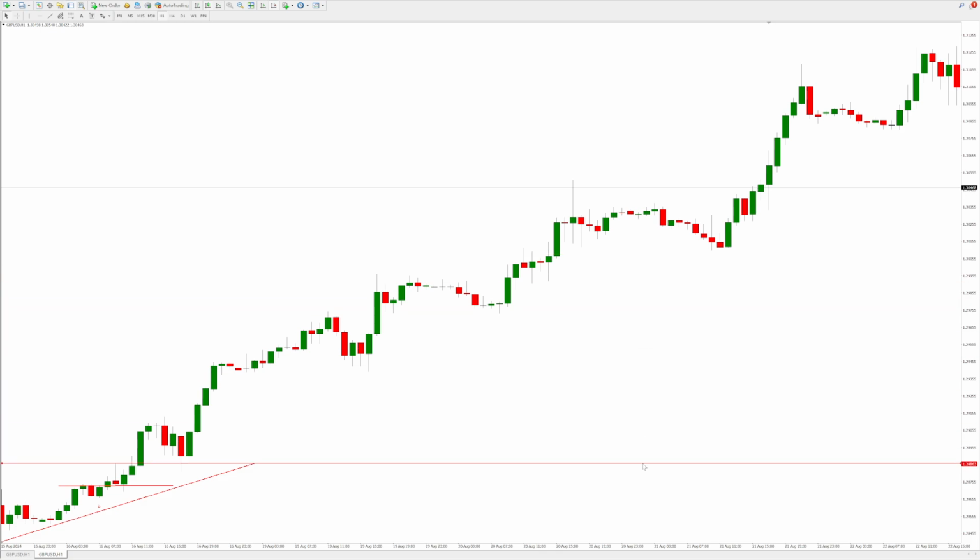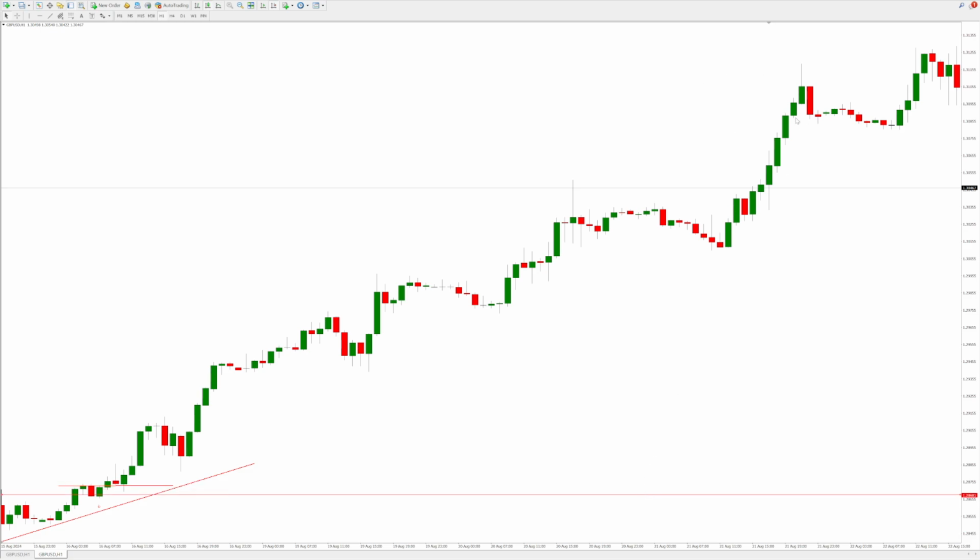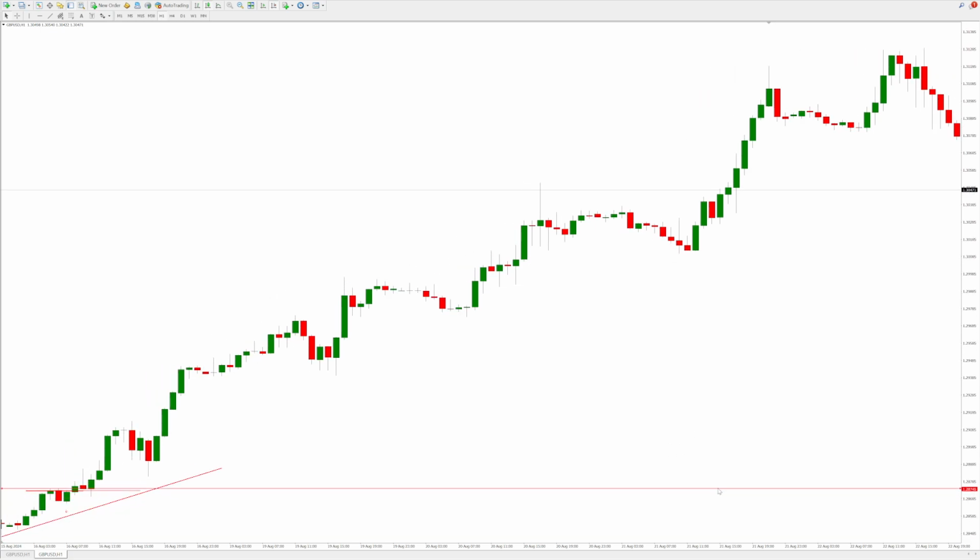The last thing you want to do is leave your stop loss down here, have price come up here and then fall all the way back down, and you've missed out on the opportunity to bank all of those pips just by not having good money management in place.